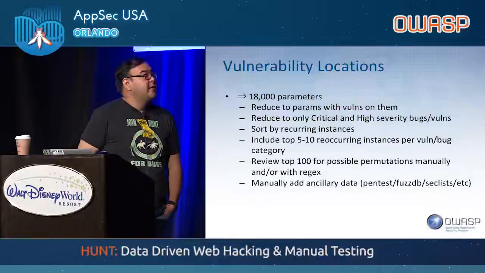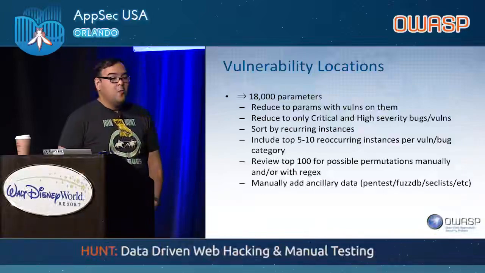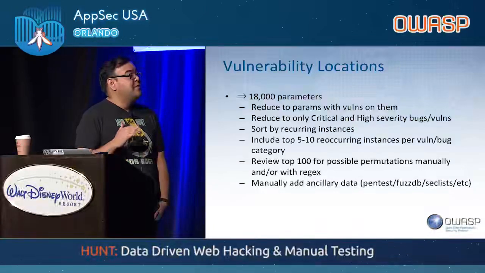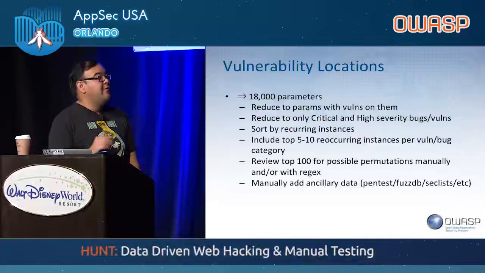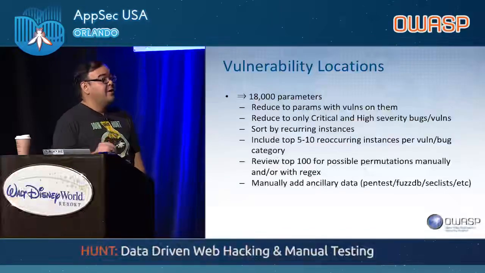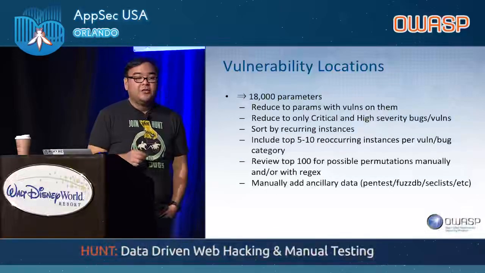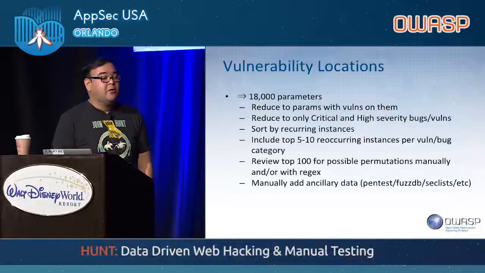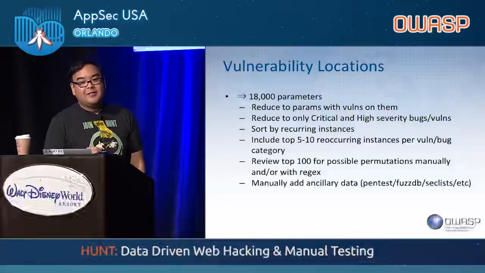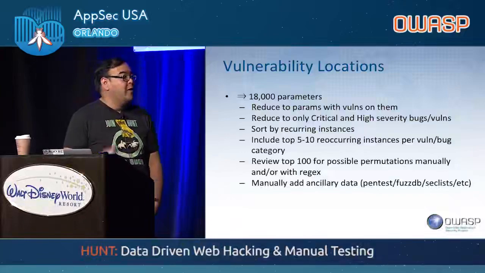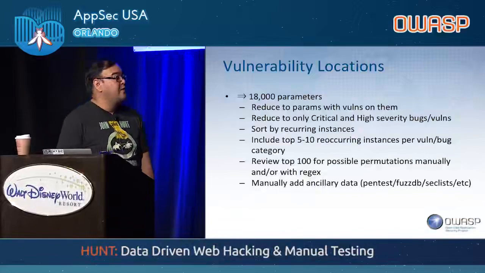So let's talk about vulnerability locations. We took those 18,000 parameters, and we reduced them down to just the parameters with the actual vulnerabilities on them. We reduced it down even further to just critical and high severity bugs. So these are the bugs that are really SQL injection, remote code execution, stuff like that, that are really critical to find. And again, these aren't the things that dynamic scanners can find. This is something that a real live pen tester or web application vulnerability tester will find.